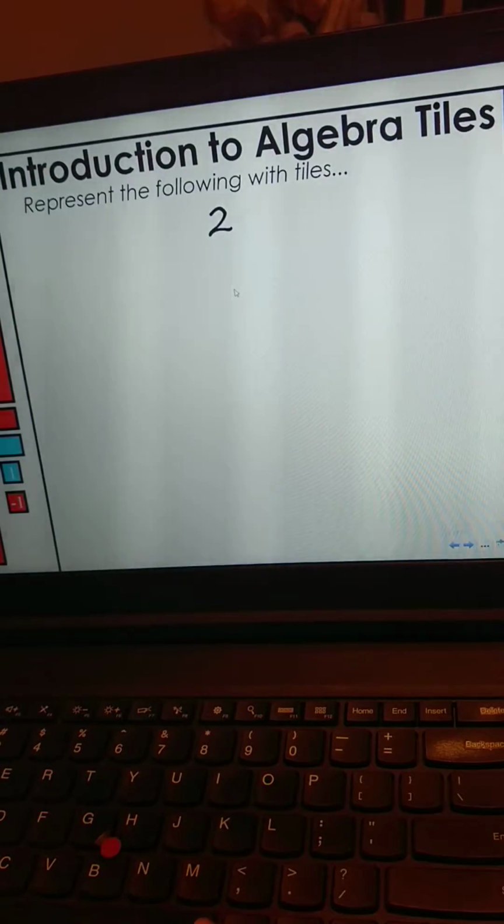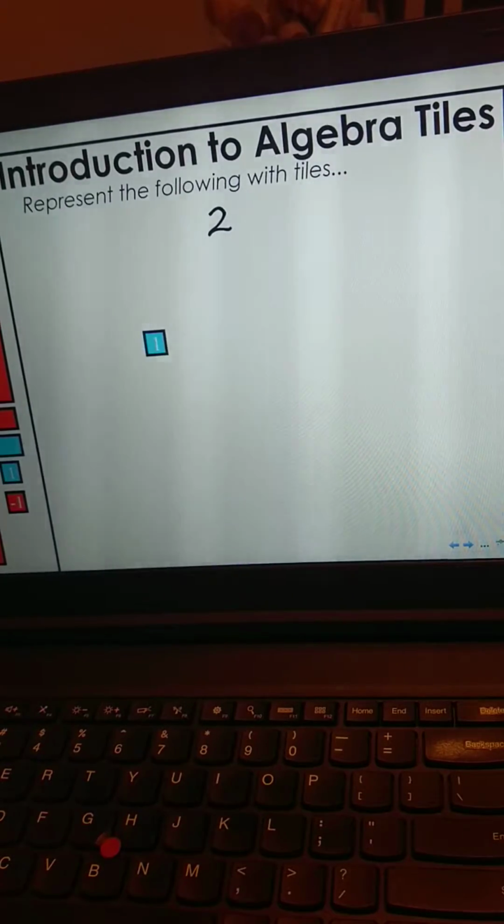So then after that I go into something like this where it just says to represent the following with algebra tiles. I show them really quickly that 2 just means you have 2 ones. And that should be very familiar to them actually from stuff they did in elementary school.